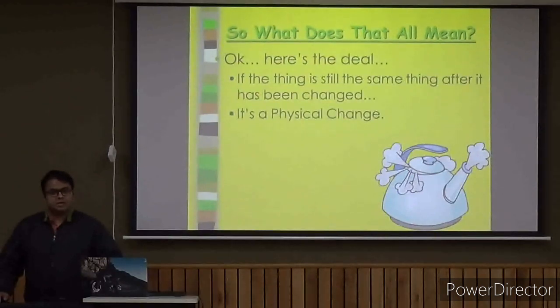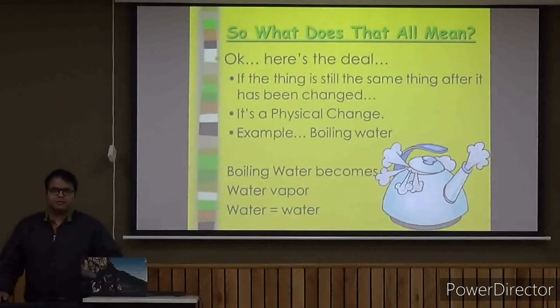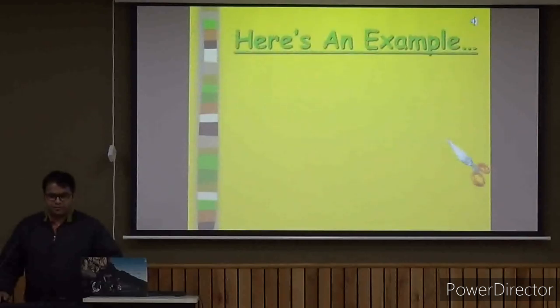Now we discuss a physical change. Example, boiling of water. If we boil water, then it becomes water vapor. But does it change? No. The water indeed remains water, although it changes state from one to another. So it is simply a physical change in which the physical nature, physical properties and formula of the substance remain unaltered.